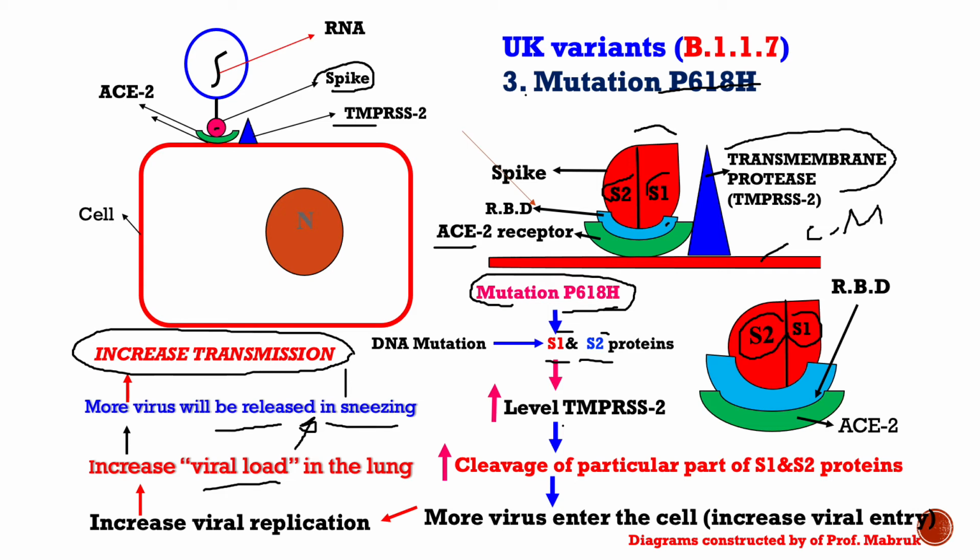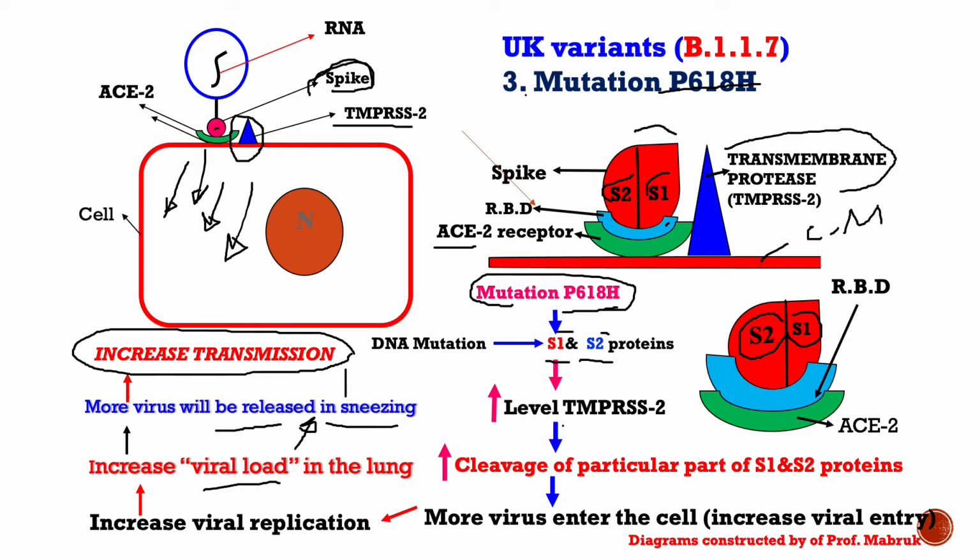These are the transmembrane proteases. As I mentioned, because of the increase in the level of this transmembrane protease, which you see here as a blue triangle, there is more cleavage of the spike protein. So then more virus will enter into the human cell. More virus means more replication.